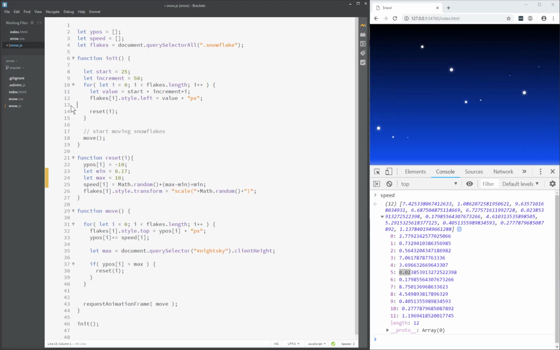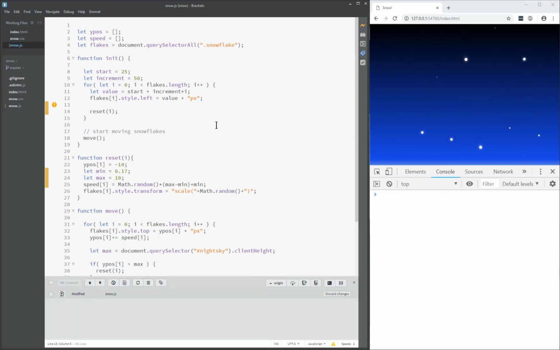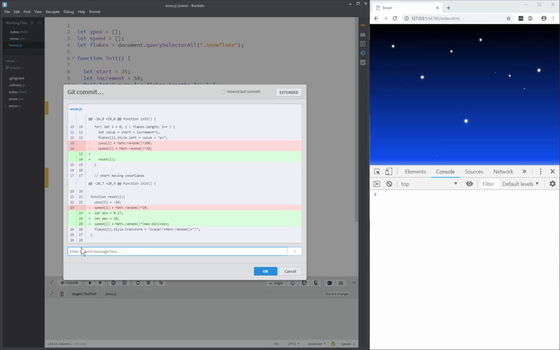So let's see. Yes, they are all moving. None of them are stopped or extremely slow. So I'm pretty proud, and I'm going to commit. We have minimum speed.